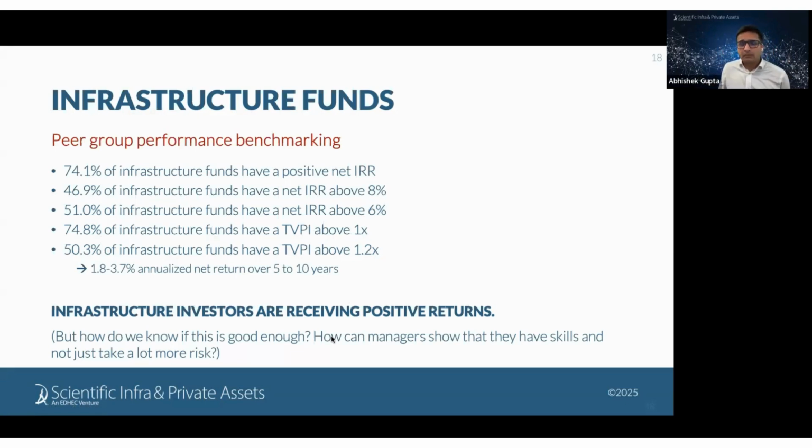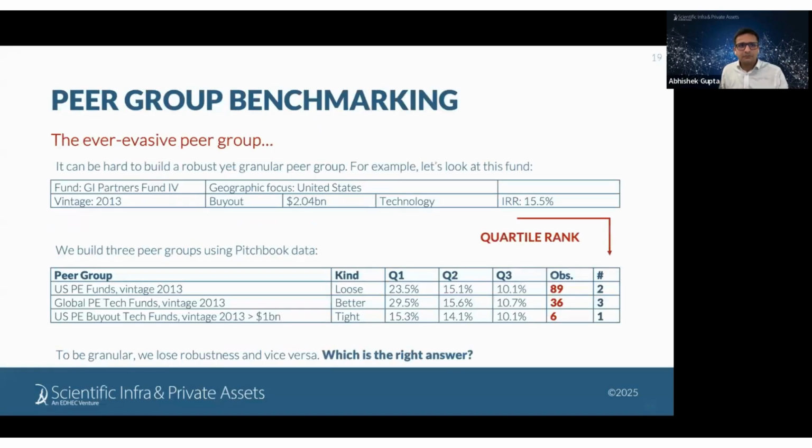And these questions make it difficult to perform peer group benchmarking in the first place. It makes it difficult to assess funds in an objective manner. Now, in a more practical example, this exercise of peer group benchmarking is really an equation between robustness and granularity. And I want to demonstrate it with the help of a real example.